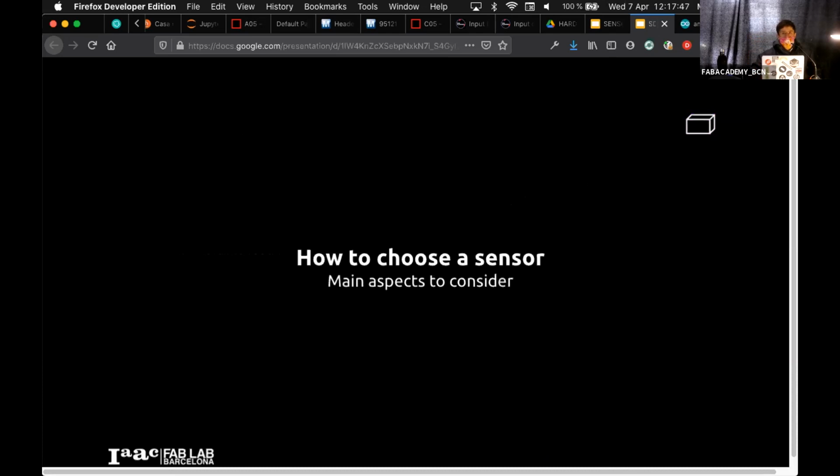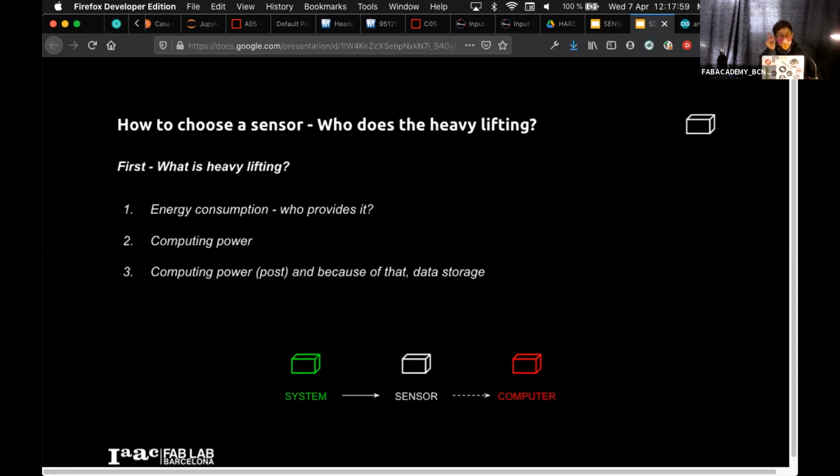Okay, so before we take the break, again, I'm just going to give you very quick guidelines on how to choose some sensors, specifically for your application. First question is, who does the heavy lifting? Heavy lifting means who does the data processing, who provides the energy, and who does the post-processing afterwards. Does the sensor need post-processing or not? Does the sensor need calculations in between, like these voltage level conversions? And does the sensor consume a lot of energy or not? And does our microcontroller provide that energy or another power supply?